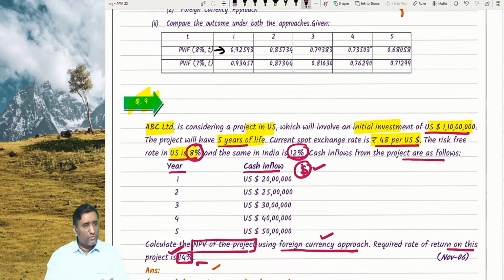Now since you would have done this question, you would automatically know this is rupee, and why is it so? My question is very specific. There are two views of looking. Since ABC was in India, some people say, sir, this is rupee 14%.